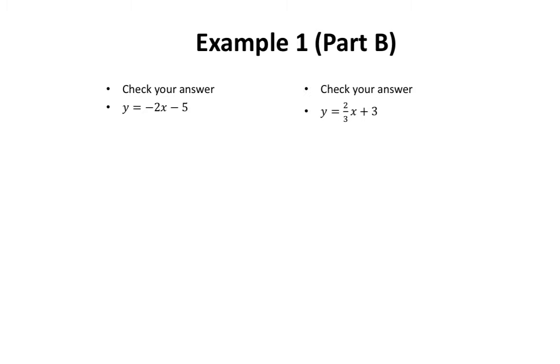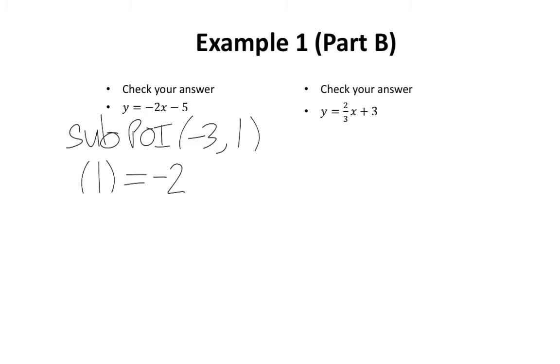As you might have noticed, graphing by hand can be very inaccurate. There must be some way of checking your answer, and there is. I'm going to show you how to do that. For the first line, you're going to sub in that point of intersection, that POI, and we determined it to be -3 and 1. So instead of writing y, you're going to write 1 in brackets, and instead of writing x, you're going to write -3 in brackets. Everything else stays the same.